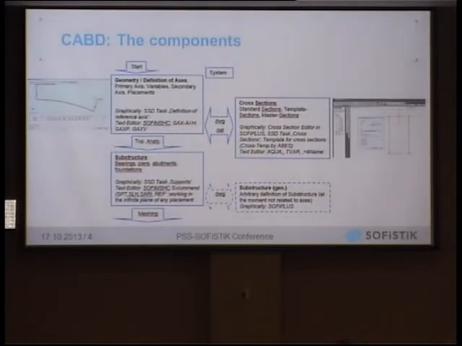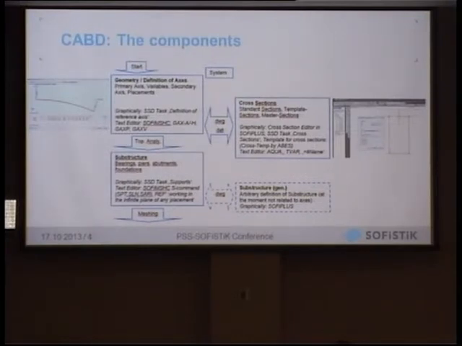So when we start to model the bridge, as I said, we start with the geometry, the definition of the axis. So probably you have one axis, probably you have more axes, like the secondary axis, which somehow relate to the first one. Then you might define placement, so important support points.